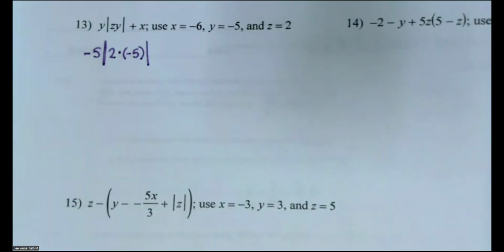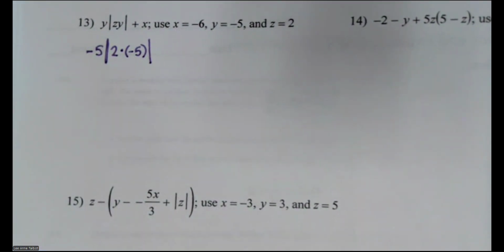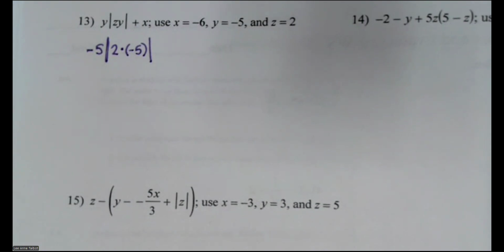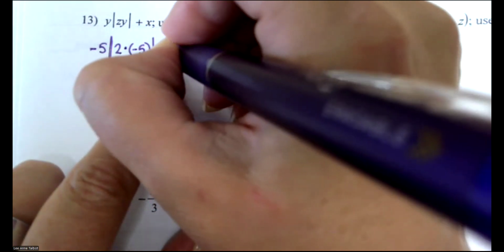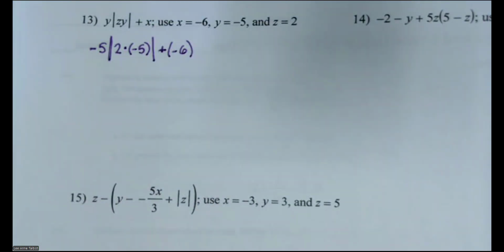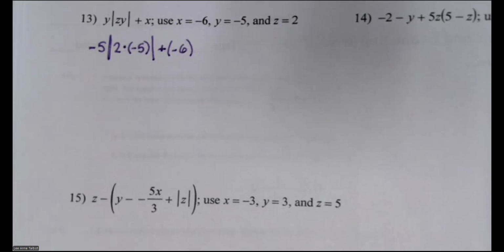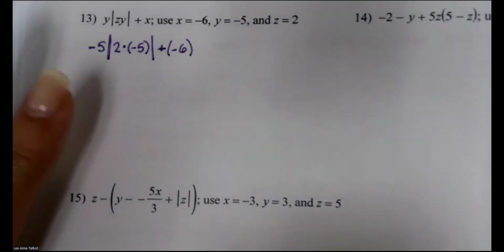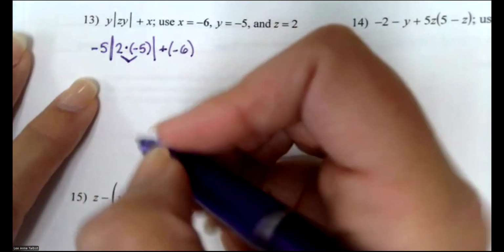Okay, first thing I want to mention is that when you have two letters right next to each other, it's multiplication. So if you did not know that before, that probably would have been useful right now. Plus negative 6. Okay, does my plugging in look correct? Okay, now I'm going to do what's inside the grouping symbols first. So consider these to be like parentheses. So negative 5, absolute value, negative 10, plus negative 6.